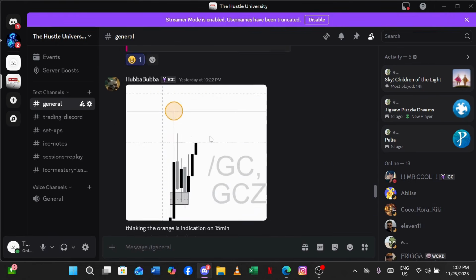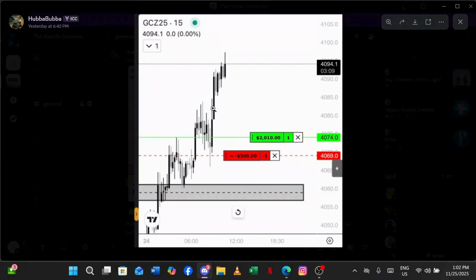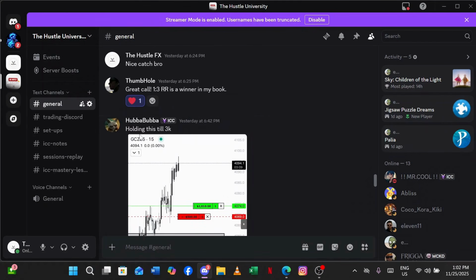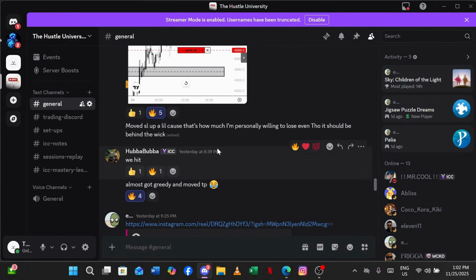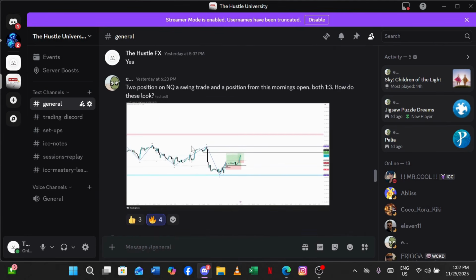As you can see, the guys are pushing, man. The guys are pushing. This was on gold, also more or less the same entry, right? He was holding till 3K and his TP did hit. We hit TP. So all those kind of things.